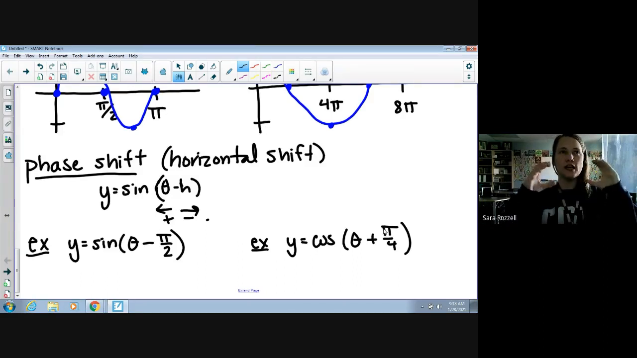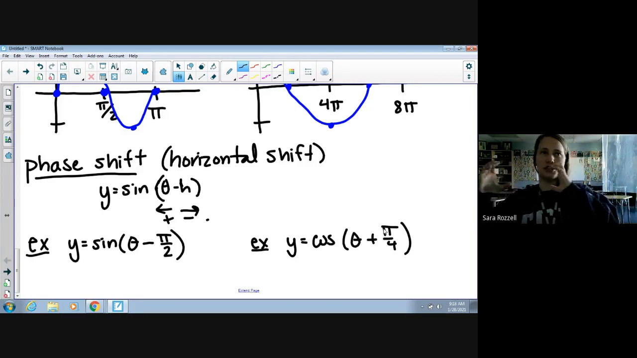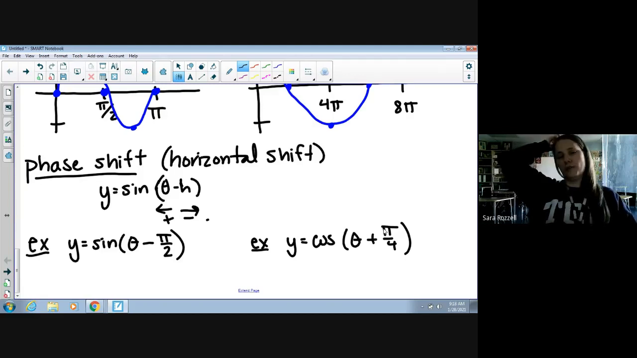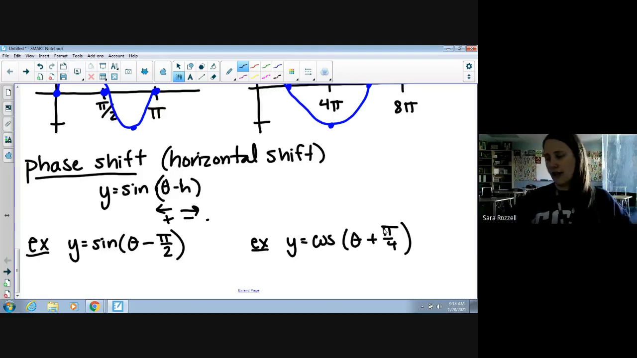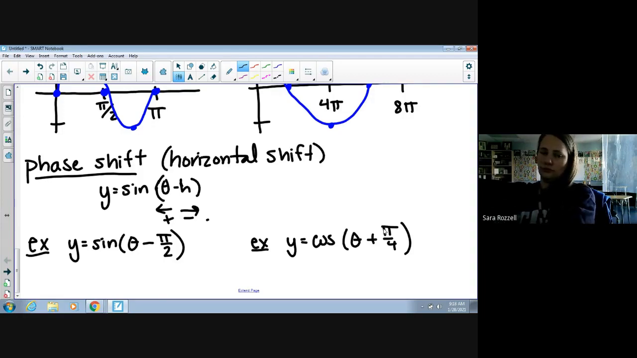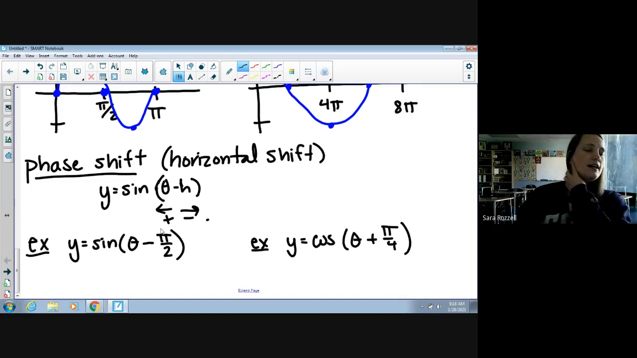So for these, we're just taking the whole graph. We're not changing the period or anything. We're just shifting it left or shifting it right, depending upon if it's a positive or negative. And the number after tells us how much we shifted in either direction. So our first one says sine theta minus pi over 2. So are we going to the left or to the right? We're going to the right, and we're going to the right pi over 2 units. So it has a phase shift of pi over 2 to the right.